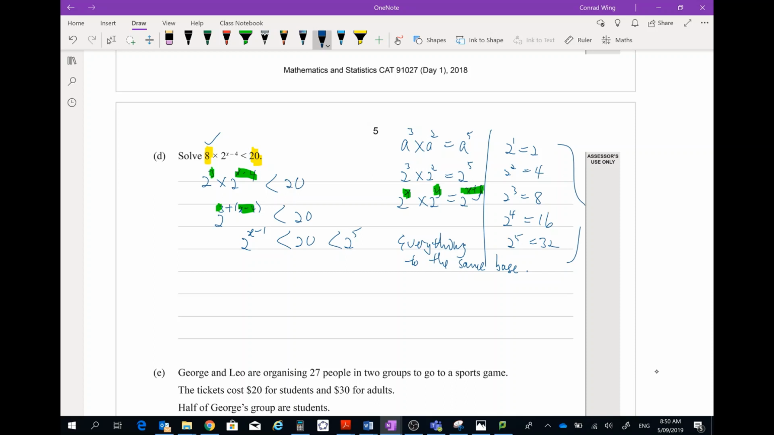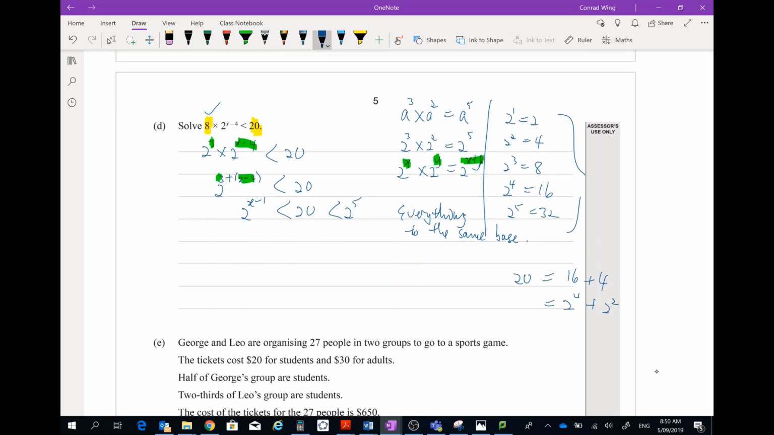Alright? Are you guys listening? Right, Clayton's saying 20 is 16 plus 4, which is 2 to the power of 4 plus 2 to the power of 2. Right, that's really nice. The only problem with that is, if I want to compare it with this 2 to the power of x minus 1 on the left hand side, can I combine these two powers if I'm adding? No, alright? So you need to write it so that you can combine the powers. So I'm not going to do that, but nice suggestion, Clayton.